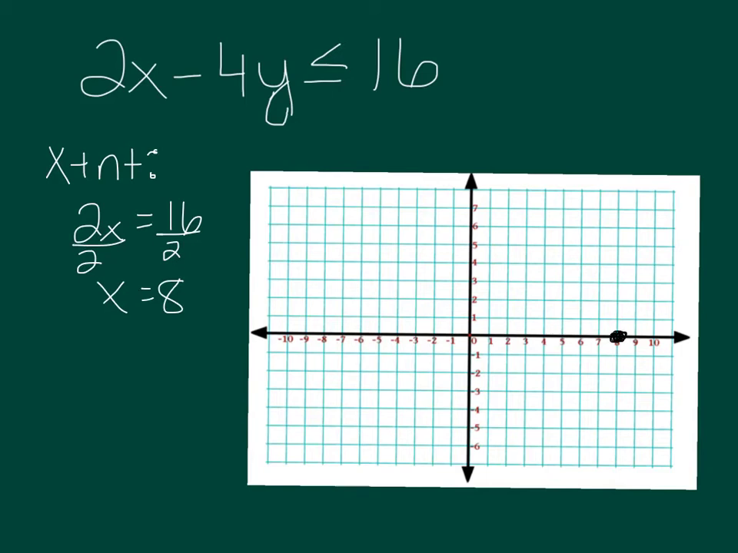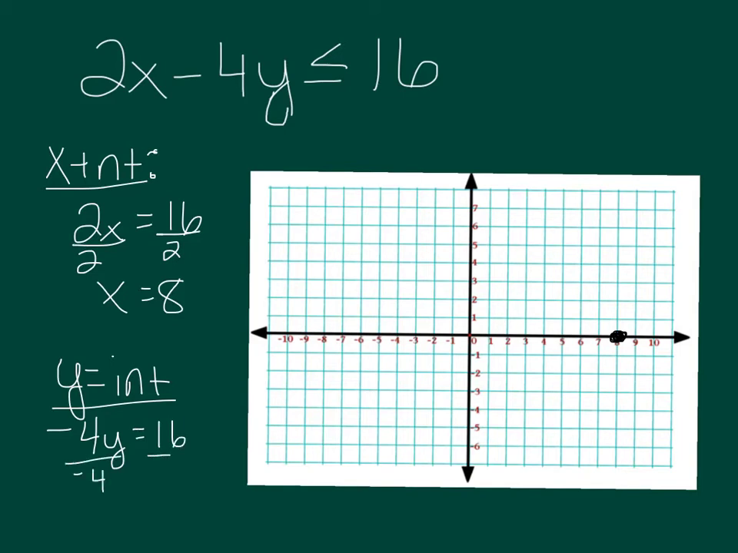Okay, then we need to find our y-intercept. Well, when we do that, remember, x is going to equal 0. So then we're left with negative 4y equals 16. Divide by negative 4. So y is going to equal negative 4. Okay, so then we're going to plot negative 4 on our y-axis.